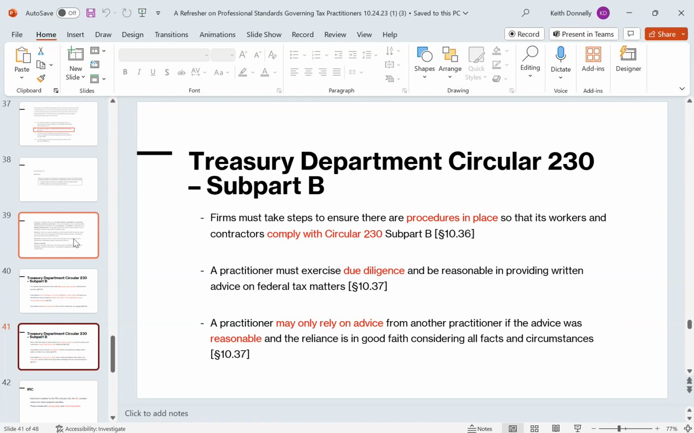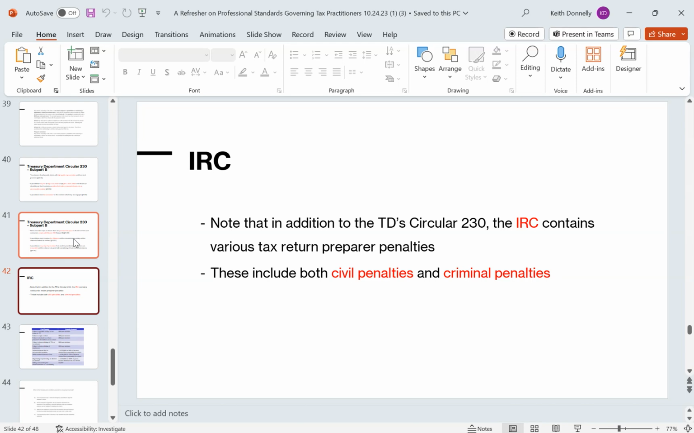It's not good enough to just say, hey, there's this ethical standard, we think we're following it, everybody just try your best. No, you actually have to have policies, procedures, and written documents that say this is how we're complying with Circular 230. Likewise, due diligence: if you ask another practitioner for advice, it's got to be reasonable. And that's the end of the 230 there.